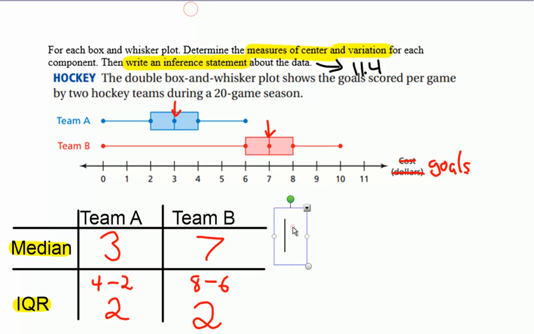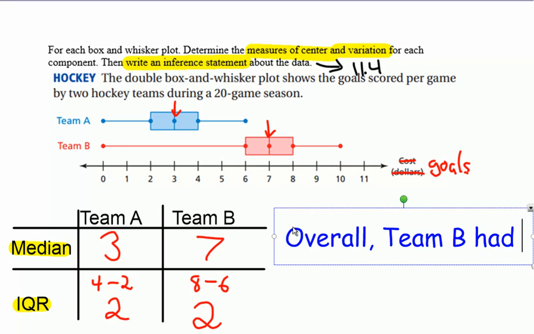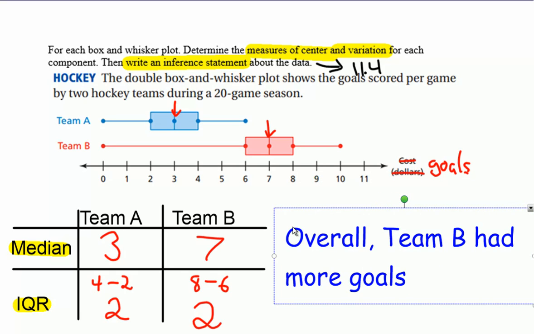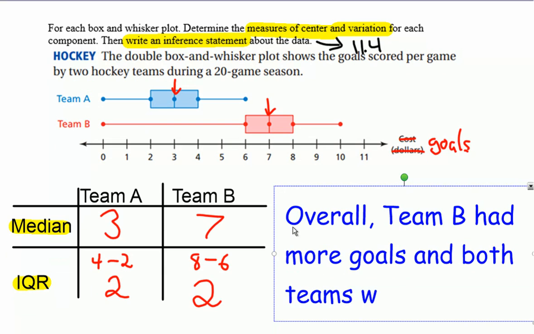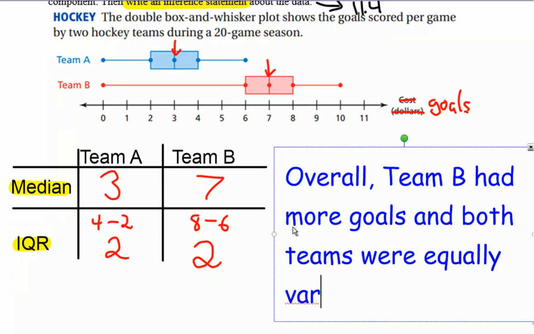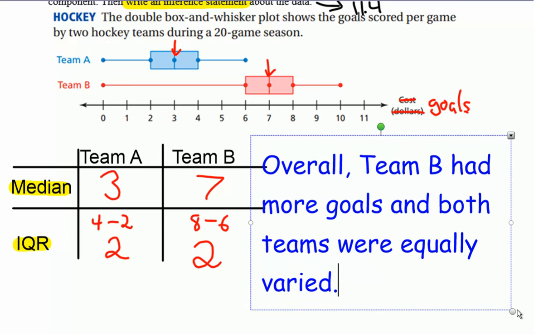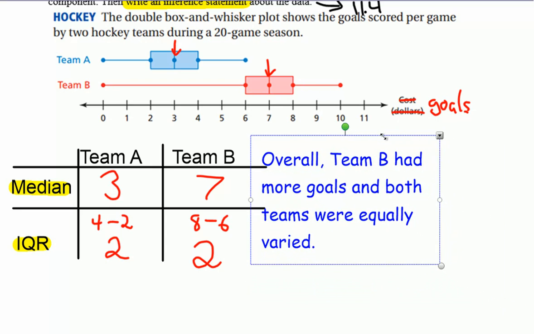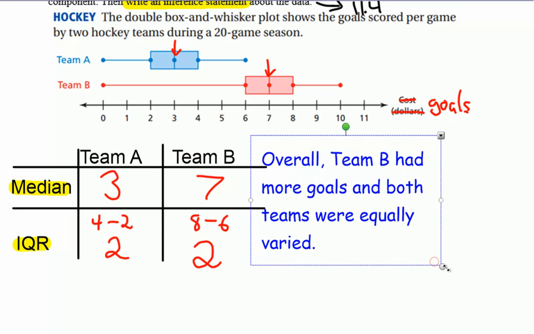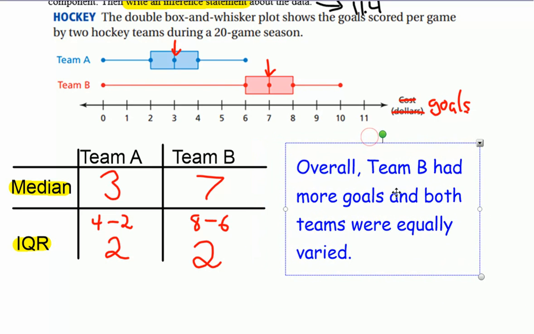So my sentence, okay, I'm going to start with overall. Overall, Team B had more goals, and both teams were equally varied, or equally spread out, because they had the same IQR. Okay.